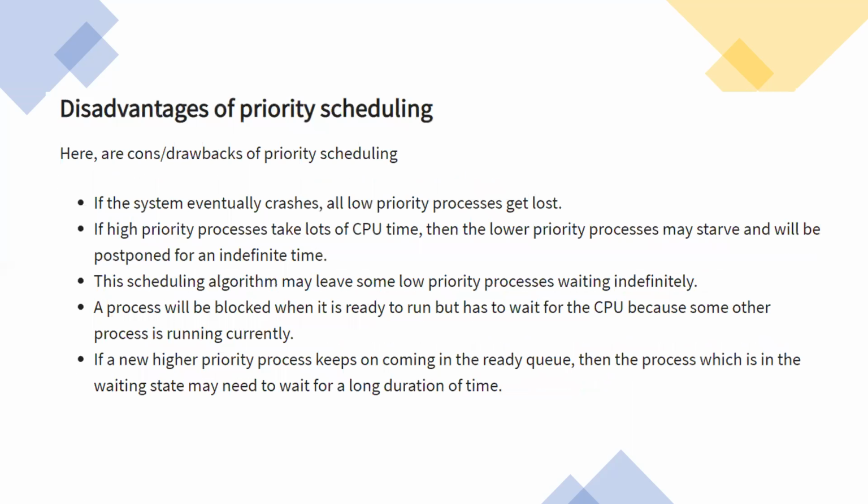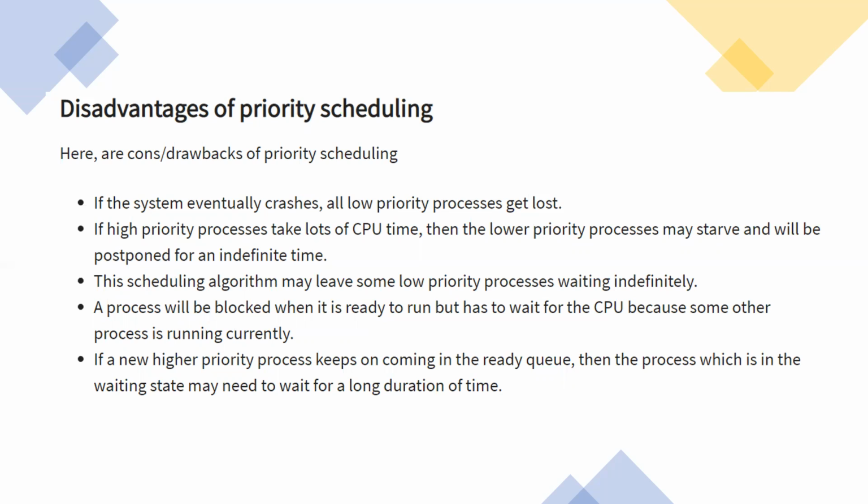How about the cons or drawbacks? So if the system eventually crashes, all low priority processes get lost. If high priority processes take lots of CPU time, then the lower priority processes may starve and will be postponed for an indefinite time. Then this scheduling algorithm may leave some low priority processes waiting indefinitely.